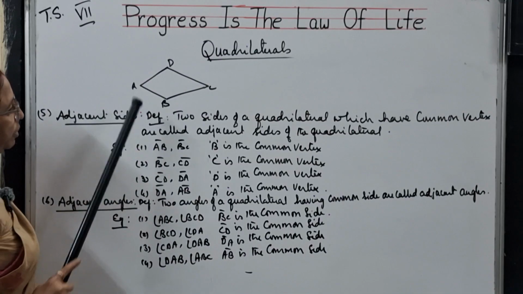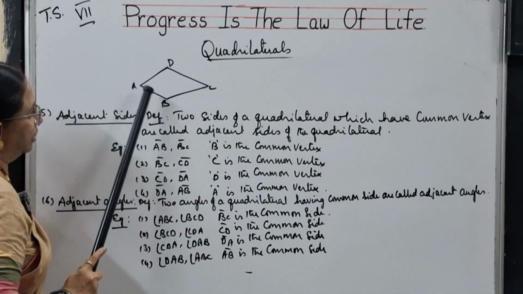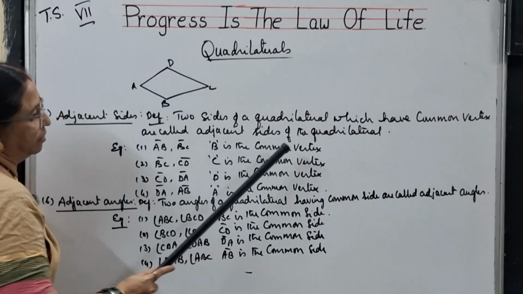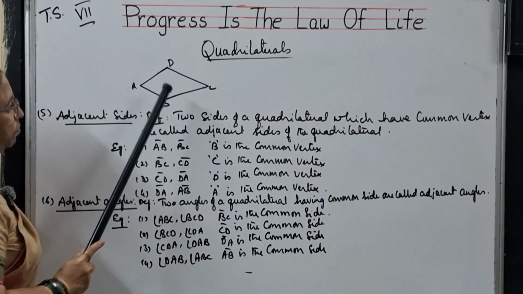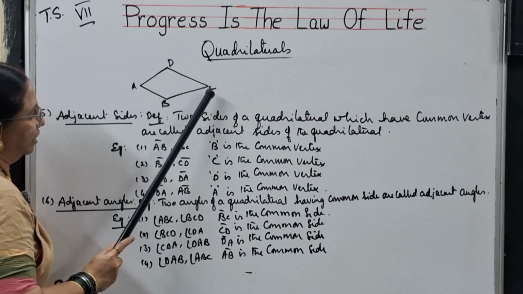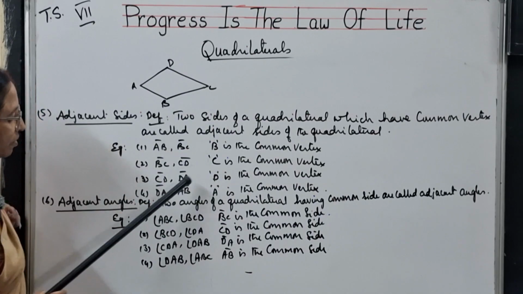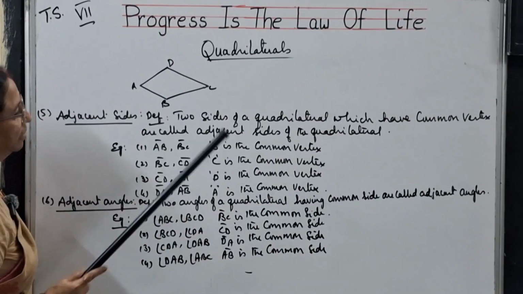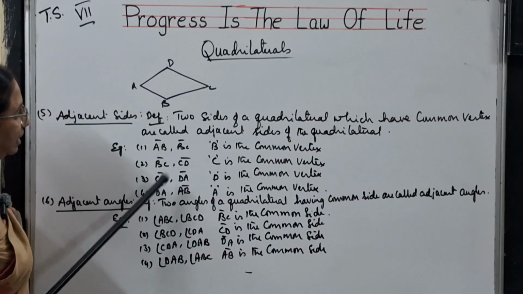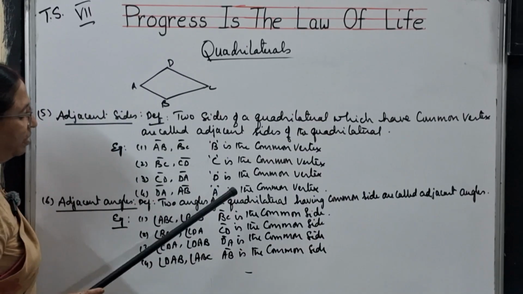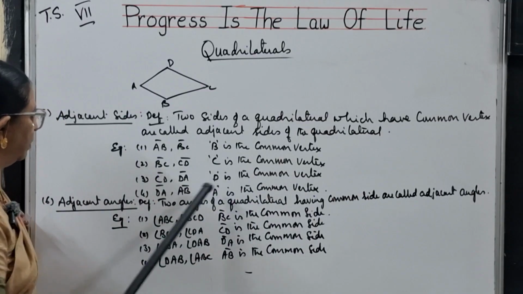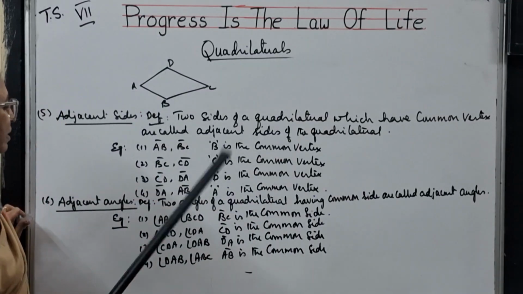See, in the example AB, BC. These two sides are having a common vertex B. So B is the common vertex. Then BC, CD is having C as the common vertex. Then CD, DA is having D as the common vertex, and DA, AB which is having A as the common vertex. So these are all about adjacent sides.